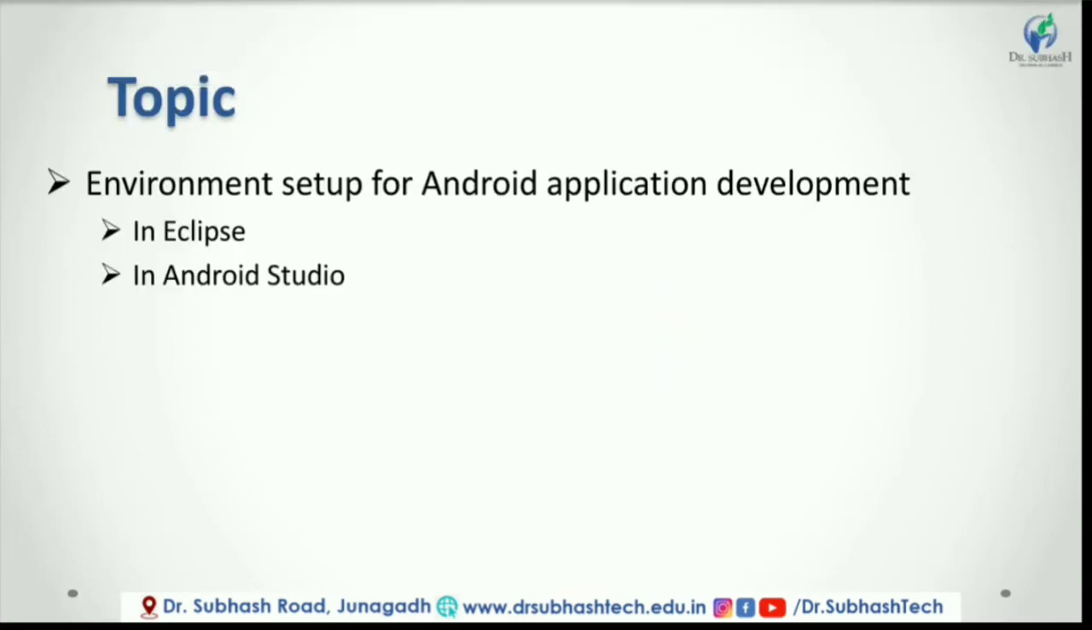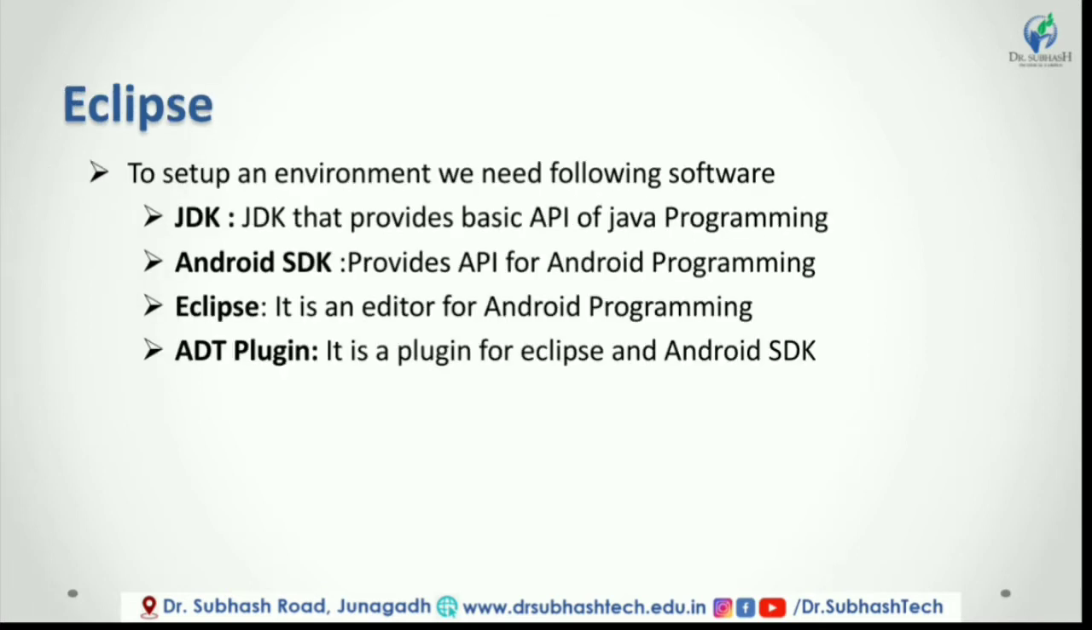In this lecture, we will discuss how to set up the environment for Android application development in Eclipse and in Android Studio. In Eclipse, to set up an environment, we need the following software: JDK, which provides the basic API of Java programming; Android SDK, which provides API for Android programming; Eclipse, an editor for Android programming; and the ADT plugin, a plugin for Eclipse and the Android SDK.